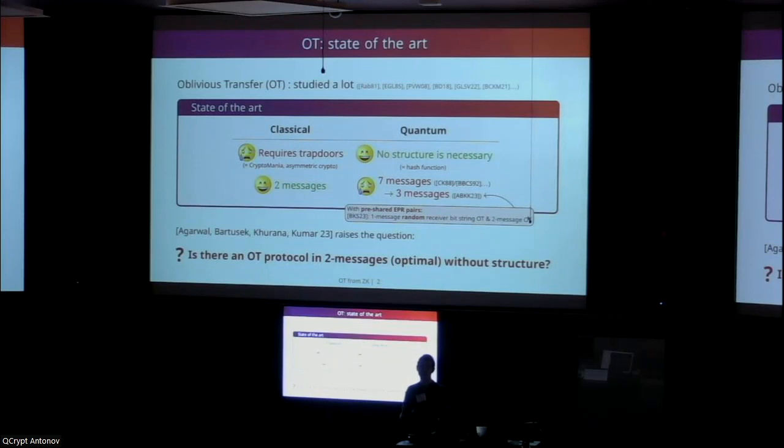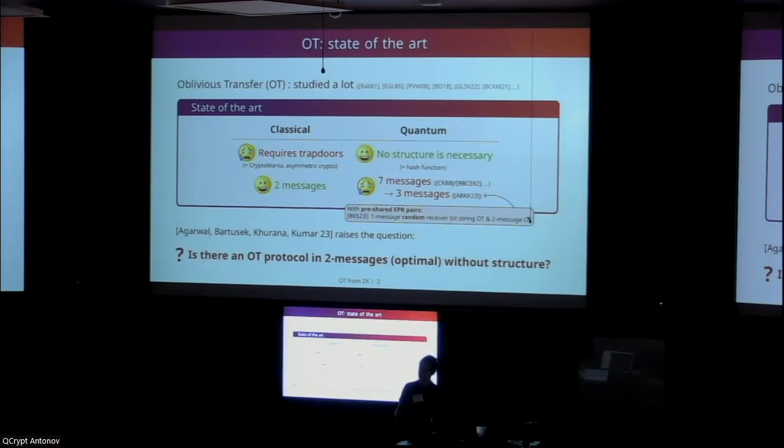In particular, classically, we know that it requires some advanced assumption, notably trapdoors that live in cryptomania. But on the other side, we know how to do it with only two messages. Quantumly, we know that such advanced assumptions are not necessary, and we can do it using only hash functions, for instance. But historically, there was no message-efficient protocol known. The historical protocols needed 7 messages, and recent work by Agarwal, Bartusek, Khurana, and Kumar manages to go to 3 messages.